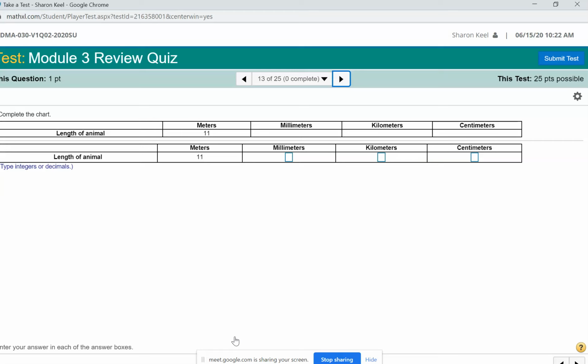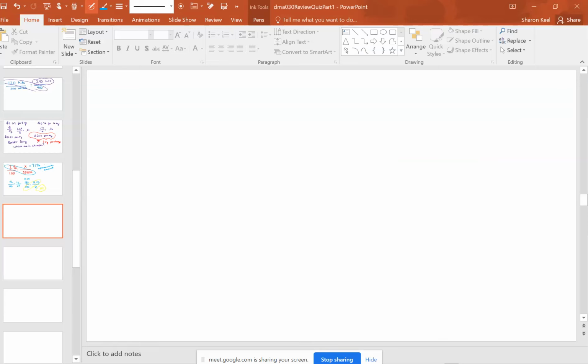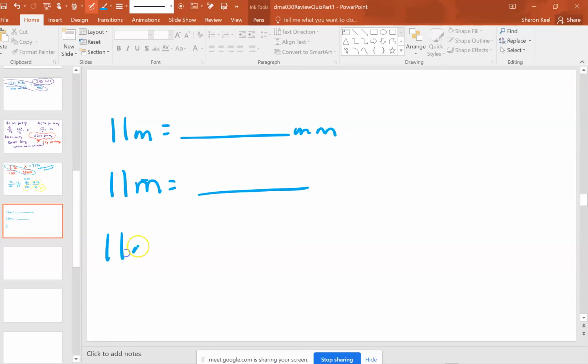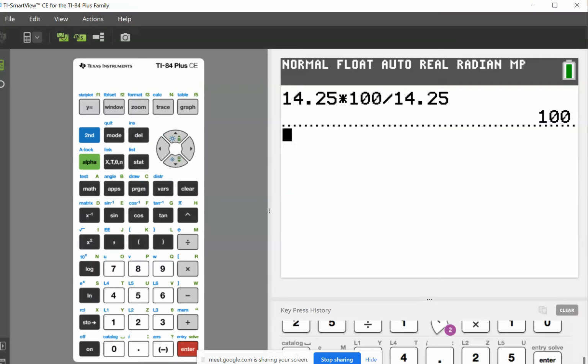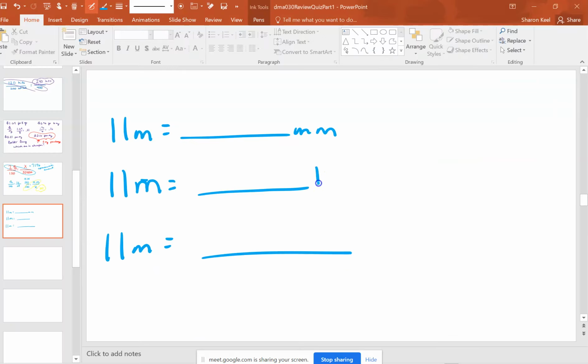We are converting from meters to millimeters, kilometers, and centimeters. I recommend doing this problem in 3 parts. Okay, so we have 11 meters, and we're going to convert it to 3 things. So let's write it down 3 times. We're converting to millimeters, kilometers, and centimeters.